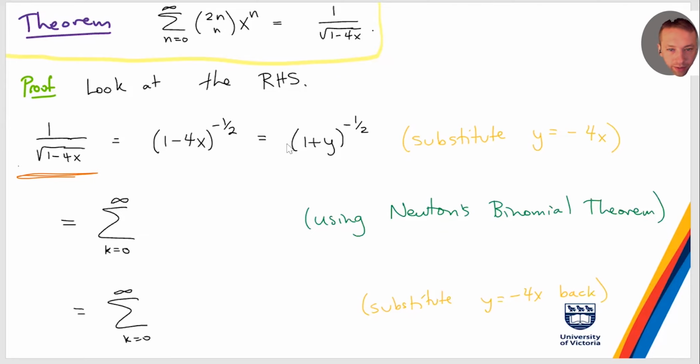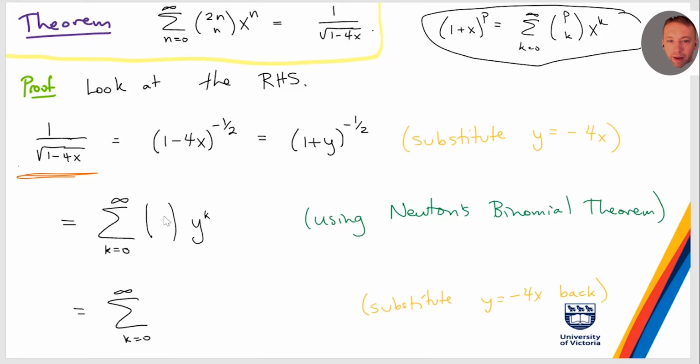If I expand this using that binomial theorem, the kth term is going to be something times y to the k. Remember, (1 plus x) to the p is the sum k equals 0 to infinity of p choose k x to the k. And here my p is just negative a half, so the coefficient is negative a half choose k.